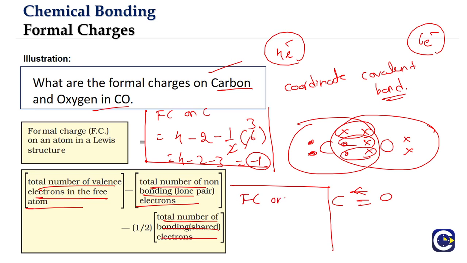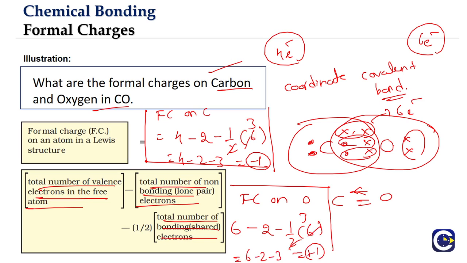What about the formal charge on oxygen? Oxygen, what is the number of valence electrons in free state? 6, minus the non-bonding. See, oxygen is having non-bonding how many? 2, right? Minus half into what is the number of bonding electrons between oxygen and carbon? 6 electrons are there in the bonding, right? So 6, 2 threes. What is it? 6 minus 2 minus 3, what is it? Plus 1 actually. So if you have to indicate this molecule with the formal charges, on oxygen we put plus, on carbon we put minus, which means what? Oxygen is acting as the donor for the coordinate covalent bond and carbon is acting as the acceptor.